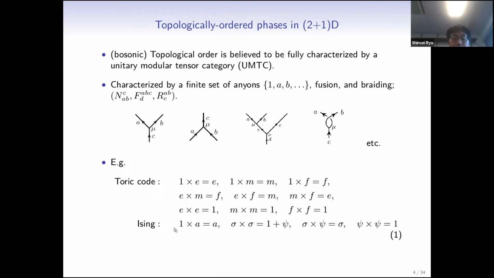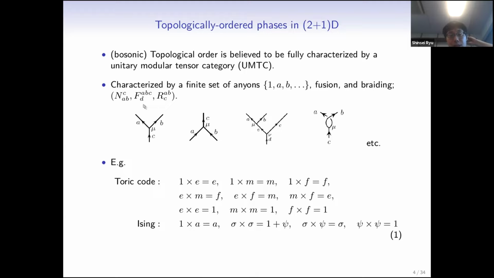There's another example, the Ising anyon theory, where I have three kinds of particles, one, sigma, and psi. For example, if I fuse two sigma particles, I get either a trivial particle or a fermion psi. So this is the Ising fusion rule. Compared to toric code, one difference is that in this particular fusion rule, fusing these two sigma particles, we get two possible outcomes. So this is a case where we have a non-abelian fusion, whereas for the toric code, all outcomes are unique. So this is the example of abelian topological order. Anyway, this is the example of fusions.